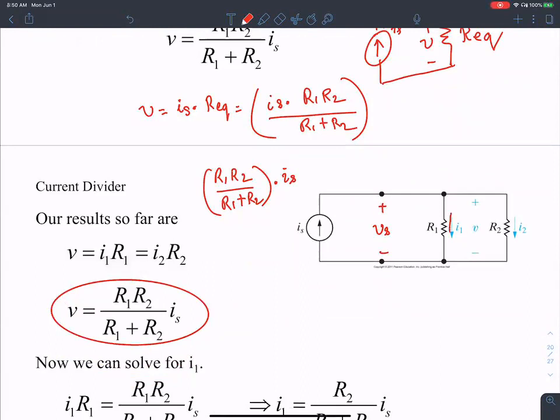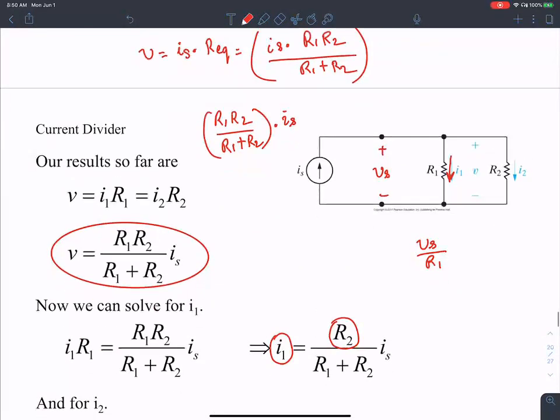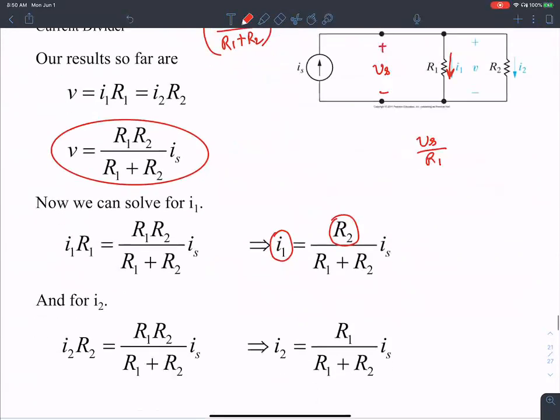Now we should be able to solve for I1. I1 is Vs over R1. That's exactly what is done here. So I1 is R2 over R1 plus R2 times Is. And I2 is R1 over R1 plus R2 times Is.